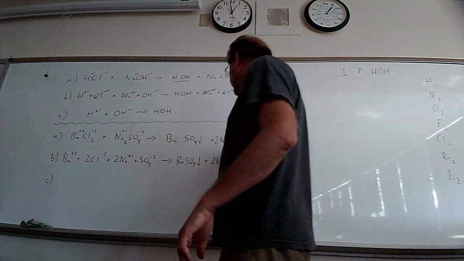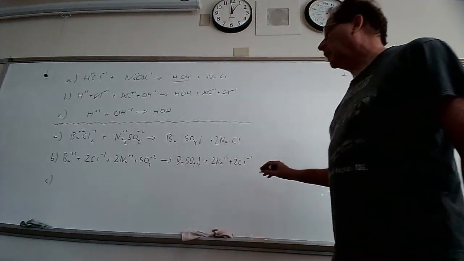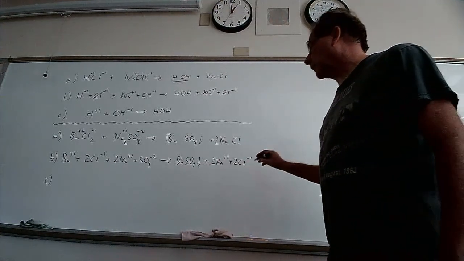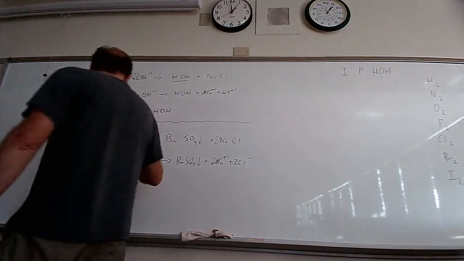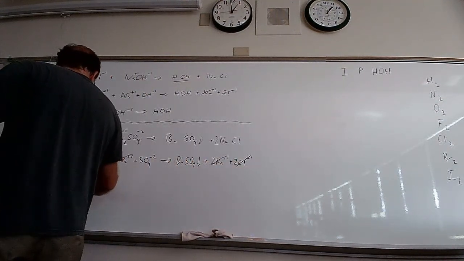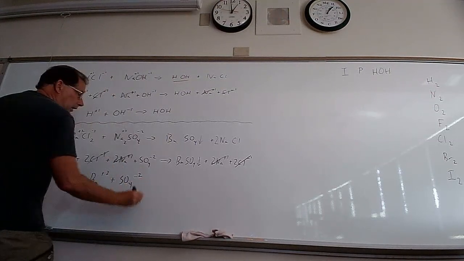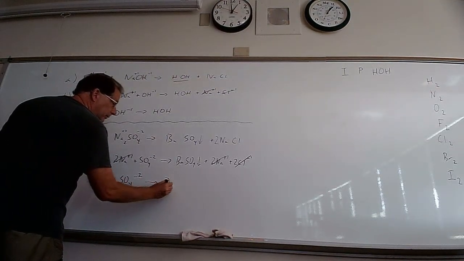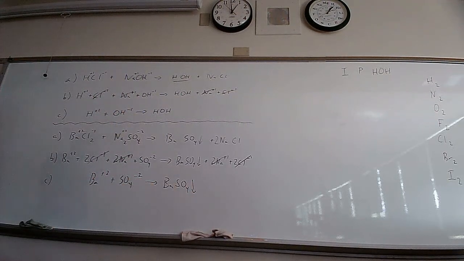Remember that the 2 is distributed. I have 2 sodium ions and 2 chloride ions. So there you go. Now what I have to do is crisscross what looks exactly the same. The 2 Na's look the same. The 2 Cl's look the same. And so then I write down Ba plus SO4, arrow, BaSO4. I will step aside.